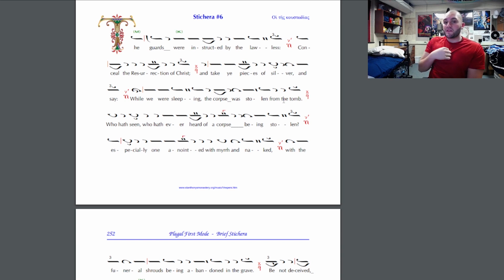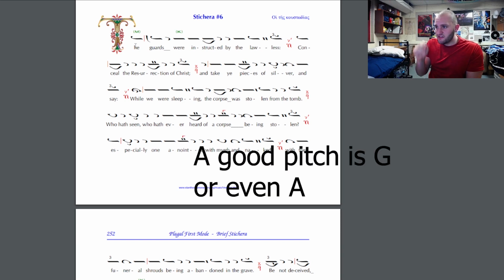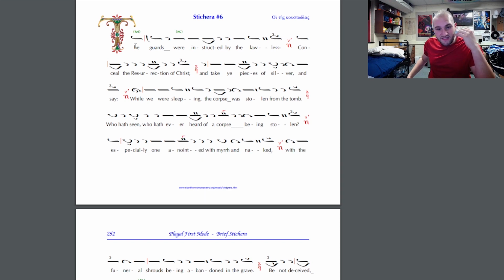And to me, that doesn't sound like Plagal First, because Plagal First on Ke has a very certain energy to it. And to have that energy, you have to place it at a higher pitch, right? It sounds like this if you place it at a higher pitch. The guards were instructed by the lawless, conceal the resurrection of Christ. It sounds a lot more intense, and you can better emphasize the words you want to emphasize when you place it higher. So make sure that when you do sing this, don't make the mistake of placing it too low.